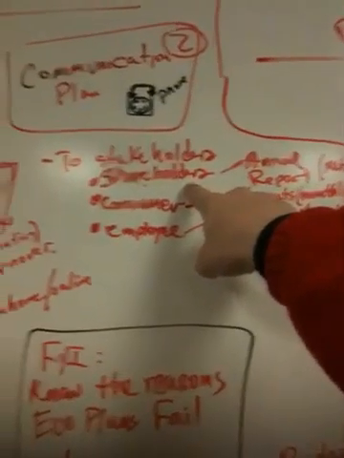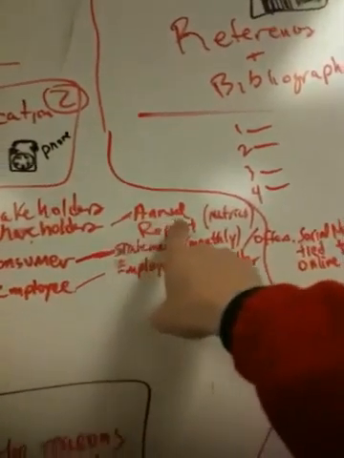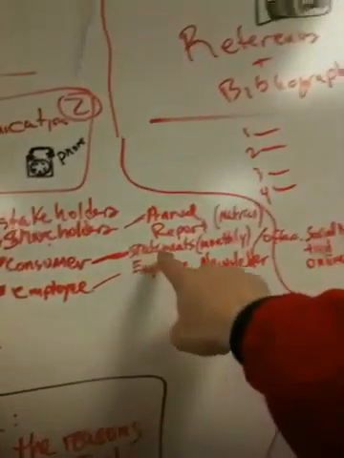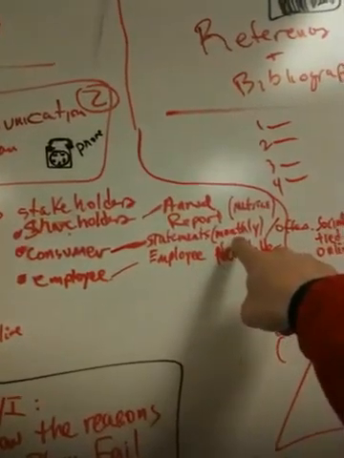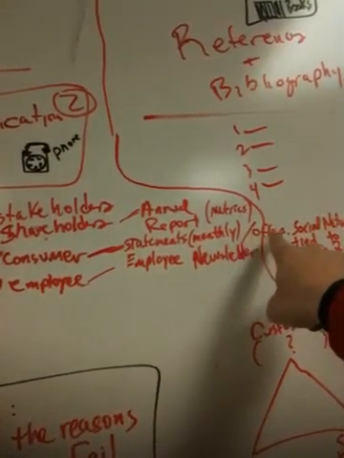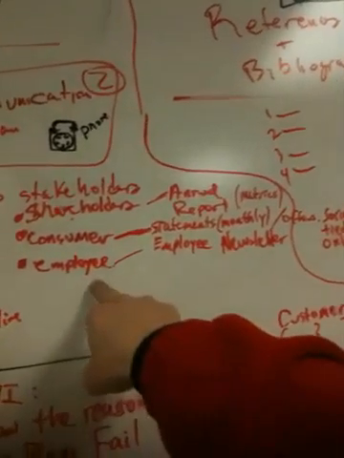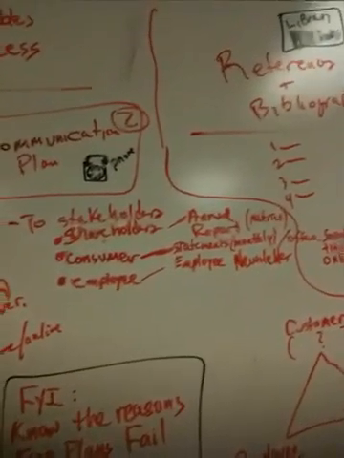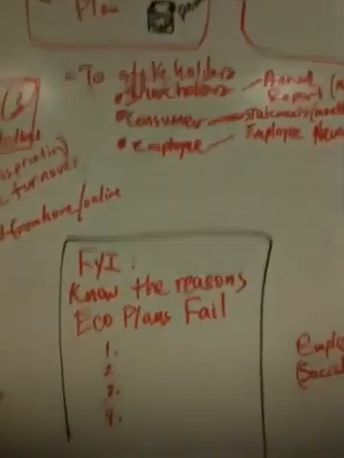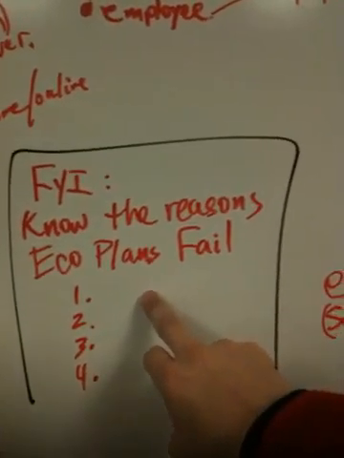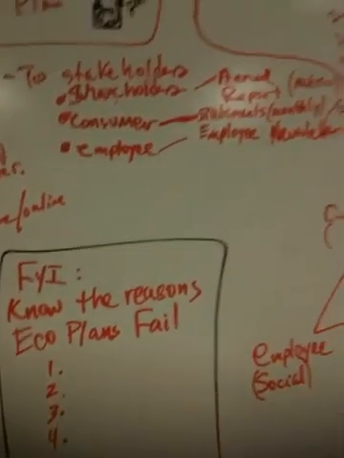So the communication plan will be to shareholders through an annual report, metrics being measured; to the consumer, statements in their monthly bills or statements or offers, social networks, offers tied to online banking; and the employee through an employee newsletter. It's important to know through all this what are the reasons eco-plans fail as well.